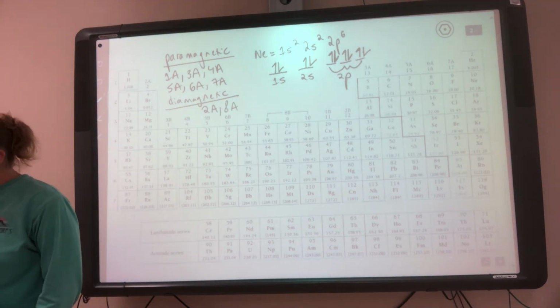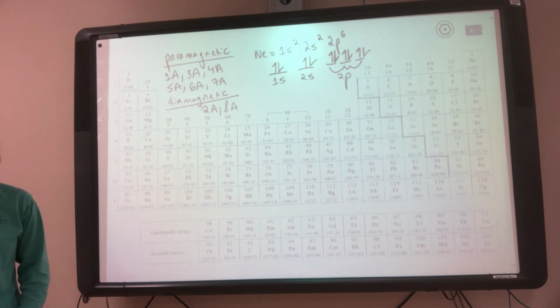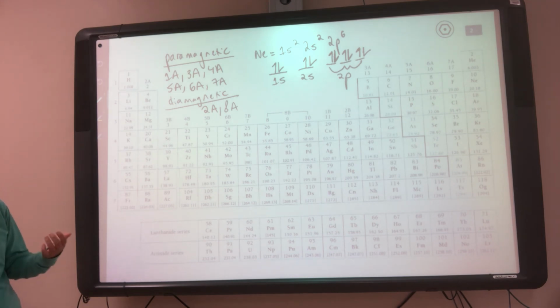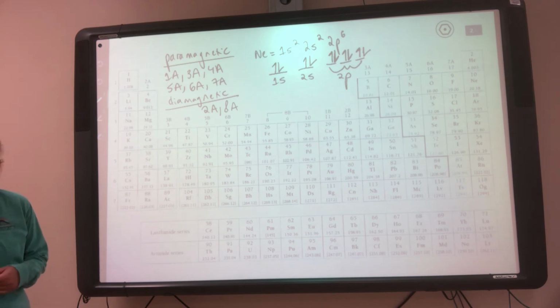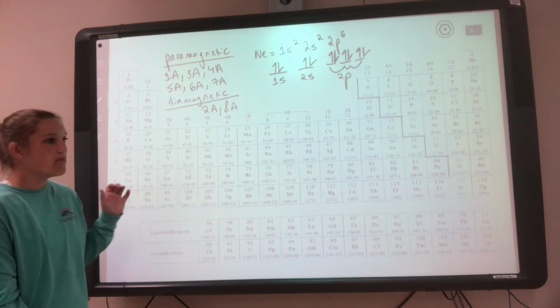All right, so now if I know which column it is in, I can predict if it's going to be paramagnetic or diamagnetic. All right, so on the next slide, we're going to put it all together. We're going to write the electron configuration, write the orbital diagram, and I'm going to go ahead and ask you if it's paramagnetic or diamagnetic. So let's do the next problem, do the practice problem in the next lecture.